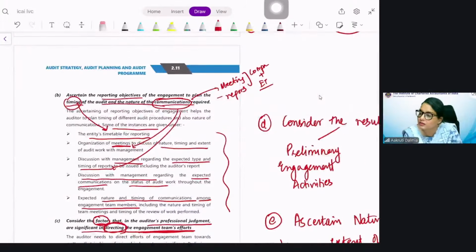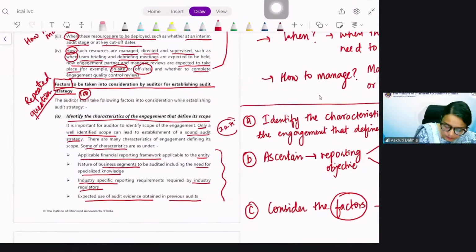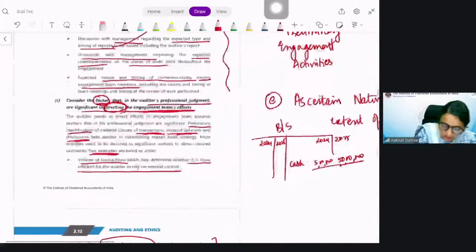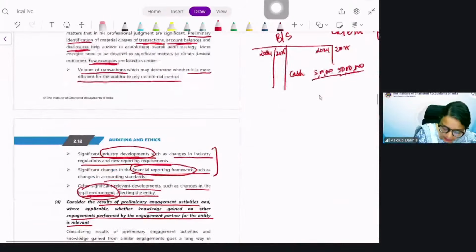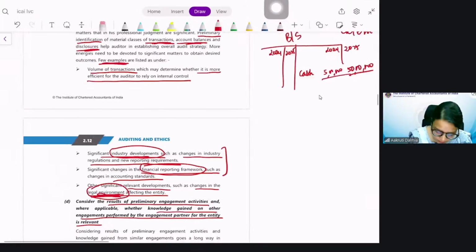You may think that this is a generic question, but it is directly asking you whether it is a factor in audit strategy. You have studied it. Yes, it's the third factor, where legal environment can affect the audit strategy. So it's a direct question. Okay, Harshal? Okay, ma'am. And ma'am, one more question.